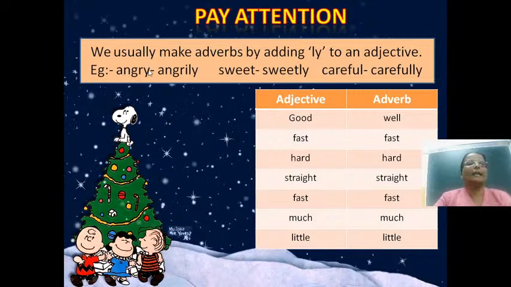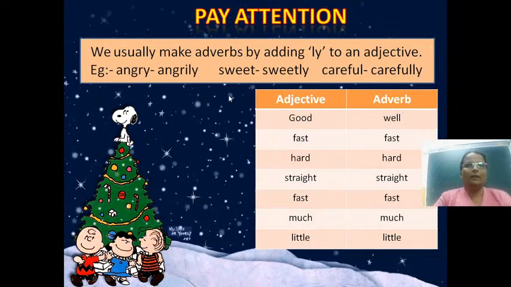For example, angry, angrily; sweet, sweetly; careful, carefully. To most of the adjectives we add ly directly, or if it is ending with y we add ily and form the adverb. And here there are some exemptions. Adjective is good and adverb is well. Look at the slide.